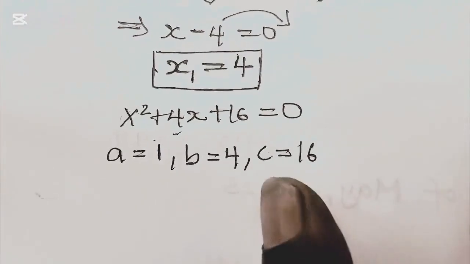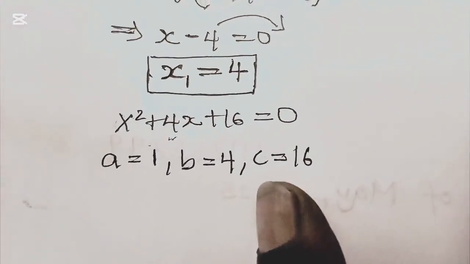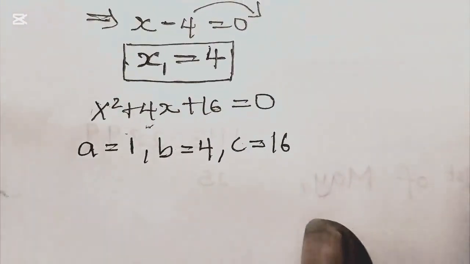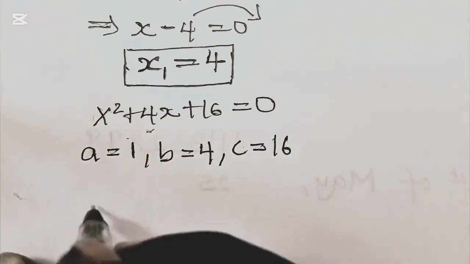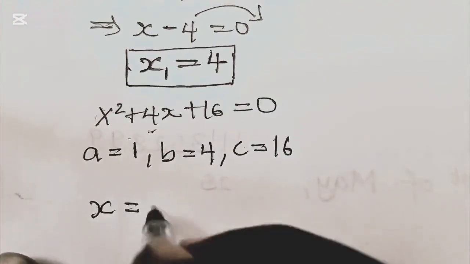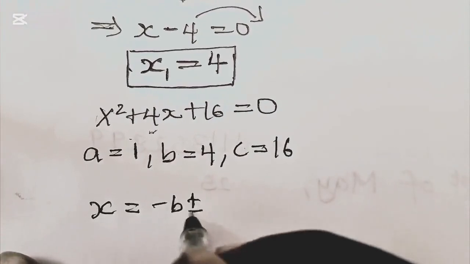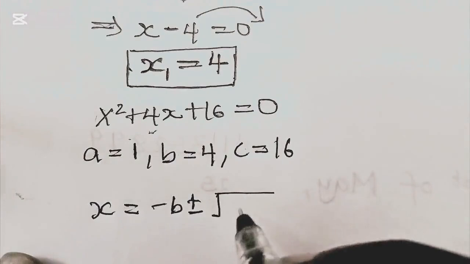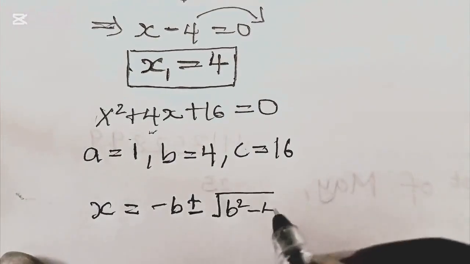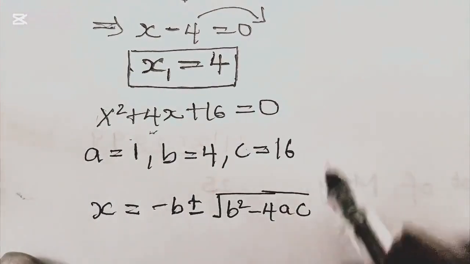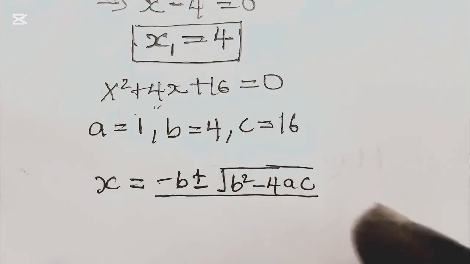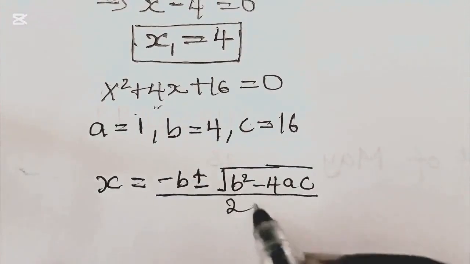So if you apply that here, let me apply that now into the formula. The formula says x equals minus b plus or minus square root of b squared minus 4ac, divided by 2a.